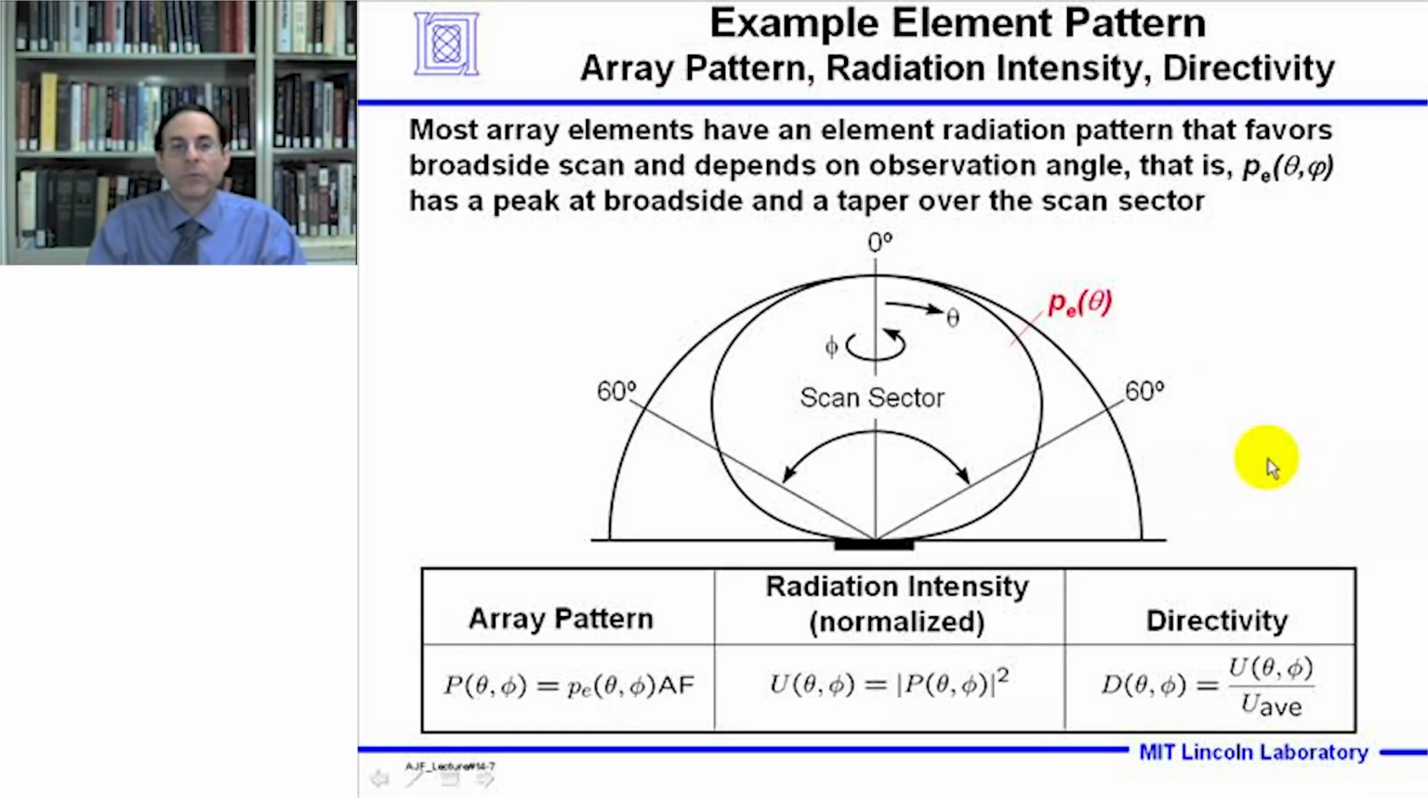This slide shows an example radiation pattern for a typical phased array element that would have peak radiation at broadside scan and then would taper off away from broadside. So a typical scan sector might be defined as being 120 degree total scan angle, say from minus 60 to plus 60 degrees, with a peak at 0 degrees, which would be broadside to the array. The array pattern would be described by the product of the element pattern and the array factor. The normalized radiation intensity is equal to the array pattern magnitude squared, and the directivity is equal to the radiation intensity divided by the average radiation intensity.